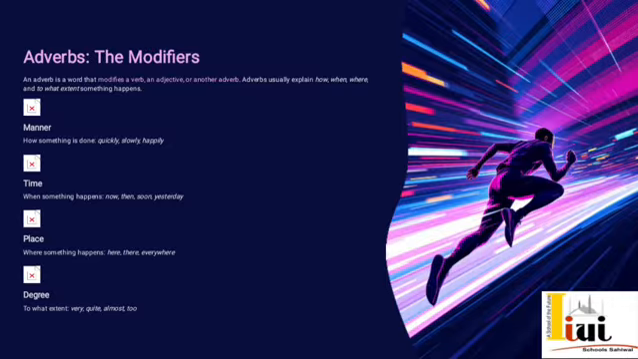The next topic is adverb. An adverb is a word that modifies a verb, an adjective, or another adverb. Adverbs usually explain how, when, where, and to what extent something happens.